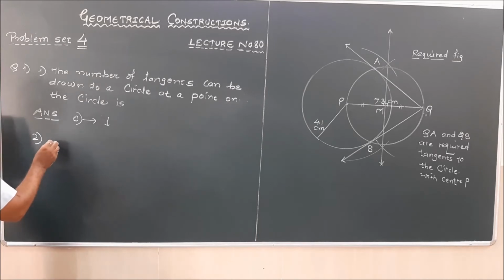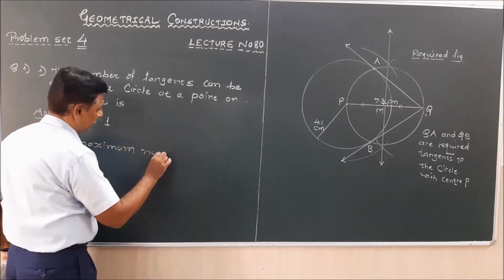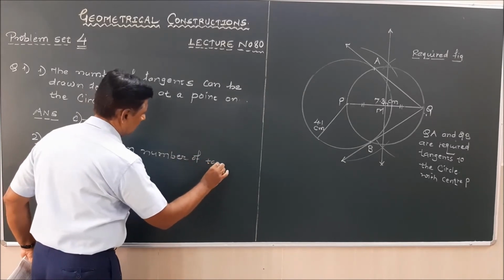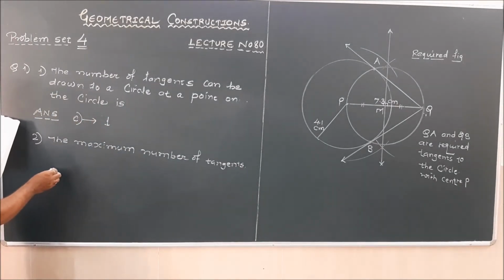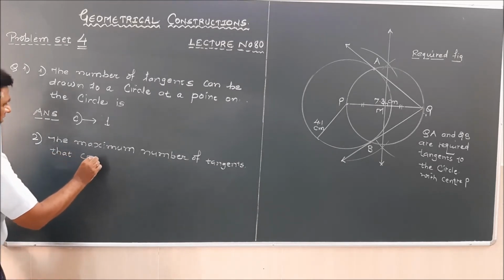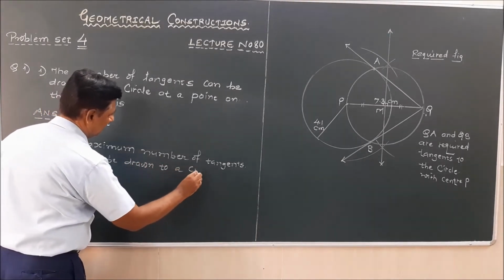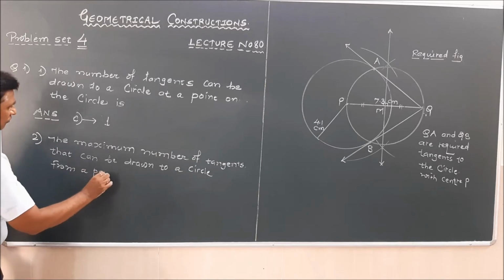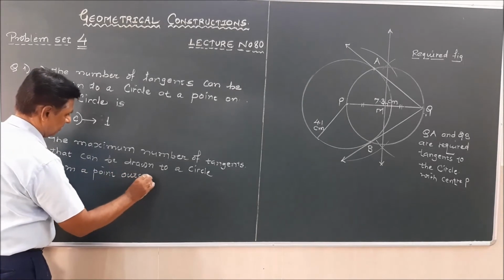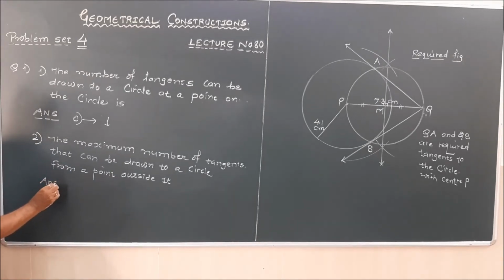The second one is: the maximum number of tangents that can be drawn to a circle from a point outside it. The answer is A, option A.